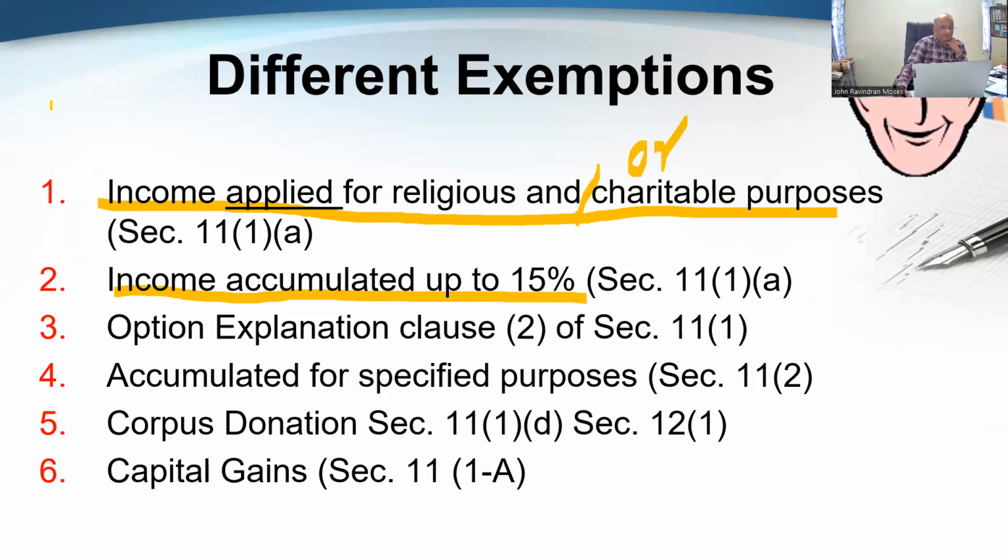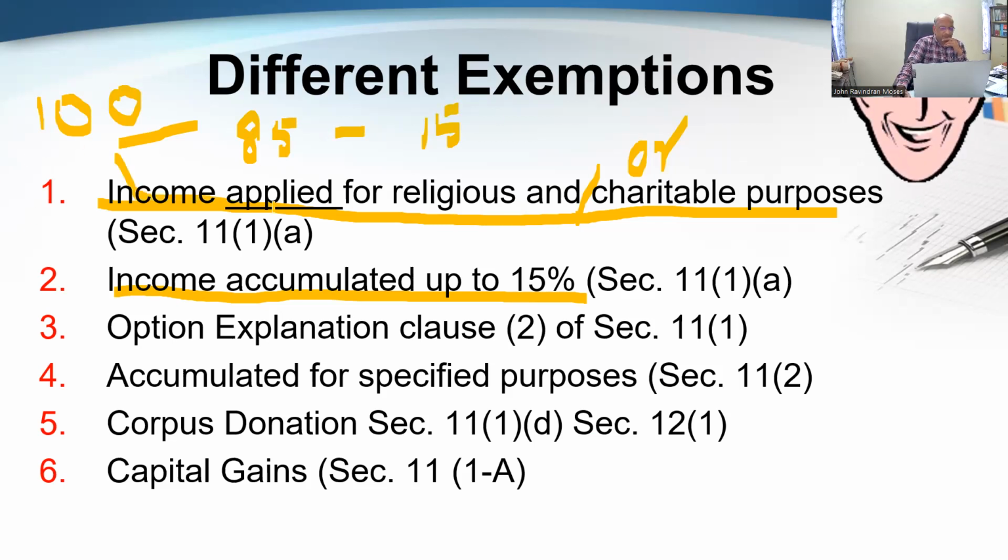Let's say your income of the organization is 100. Government says it is enough, you spend 85 rupees. The balance 15 rupees, you can keep saving every year. Supposing the next year, instead of 85 rupees, you apply 90 rupees. In which case you can accumulate 10 rupees.